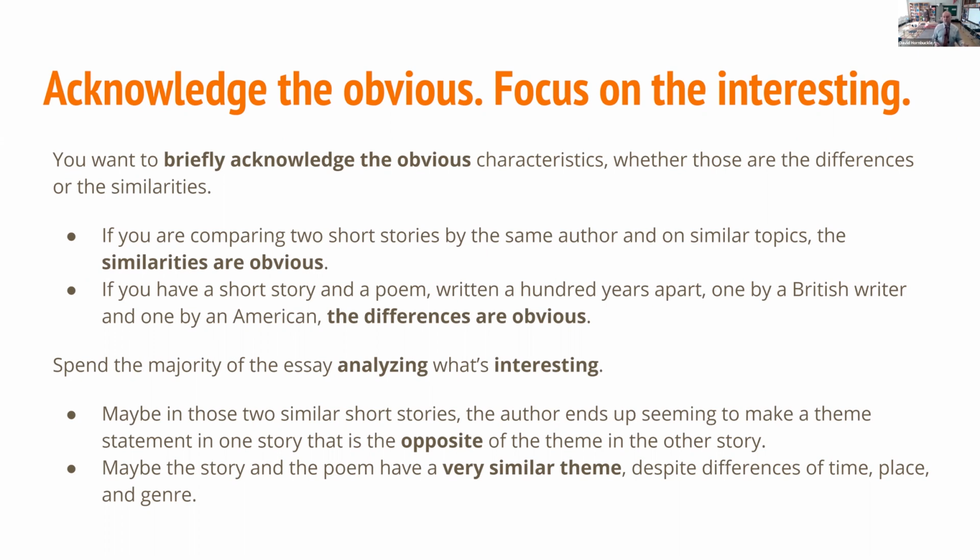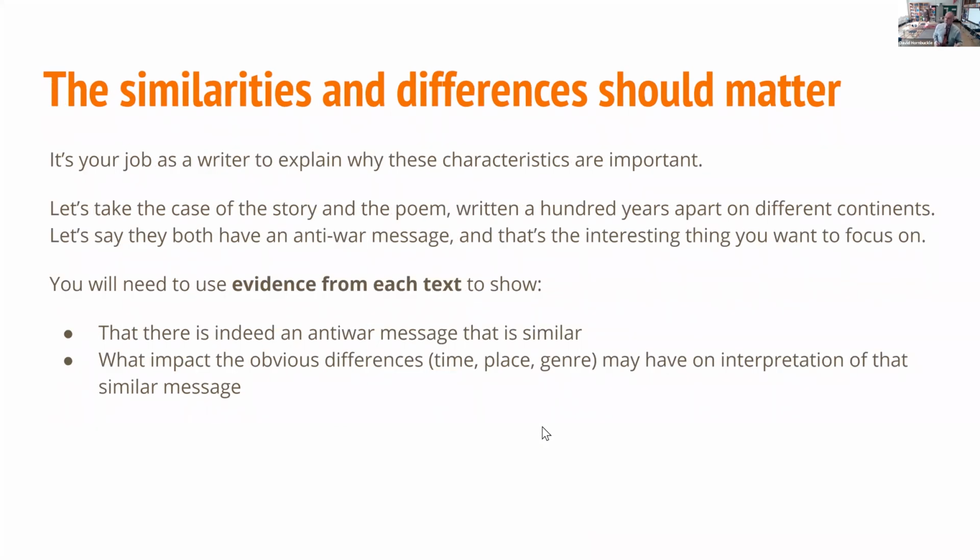So maybe in those two similar short stories, the author ends up seeming to make a theme statement in one story that's the opposite of the theme in the other story, right? Maybe he was anti-war in one story, but then the other one written 10 years later, he seems to be pro-war. Or maybe the story and the poem have a very similar theme, despite differences of time, place, and genre. So that's interesting, and you want to spend the most of your time in the essay talking about that. The similarities and differences should matter. This is key. It's your job as a writer to explain why these characteristics are important.